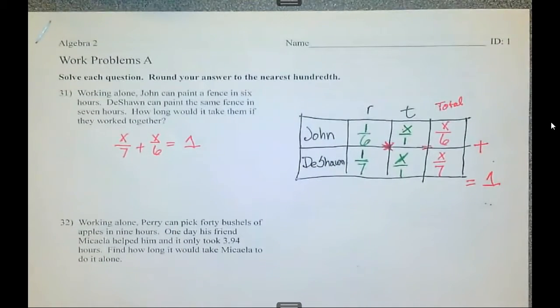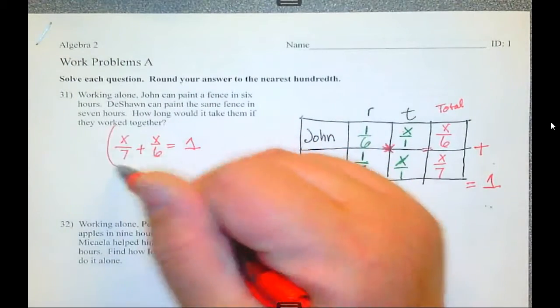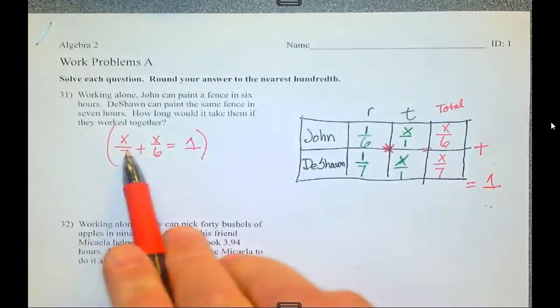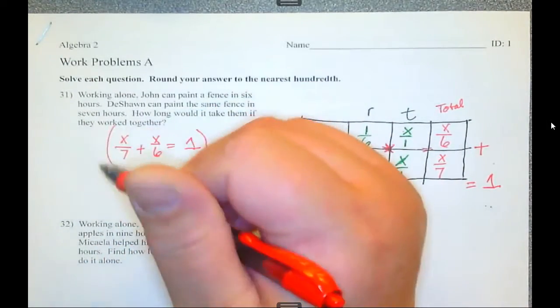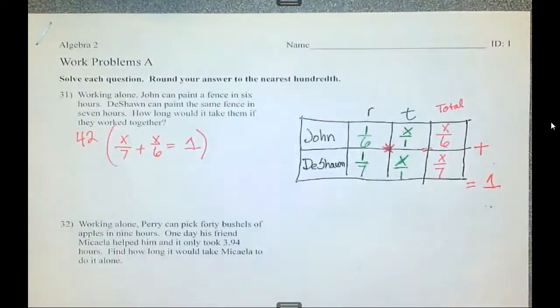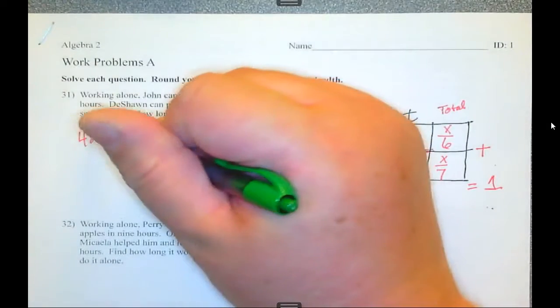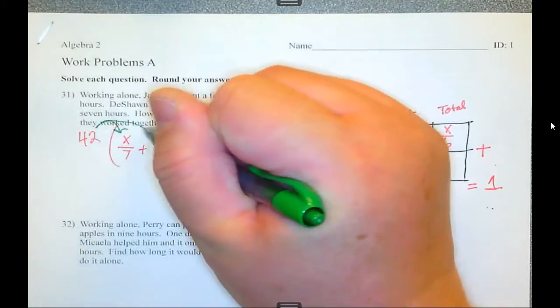Remember how to do this? Find the LCM, get rid of the fractions. My LCM is going to be 7 times 6. It's not even the LCM, just a common multiple of work: 42. So I'm going to take 42 and multiply it to each term.